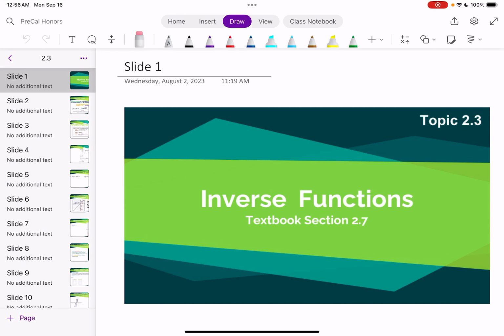Welcome to 2.3 Inverse Functions. Here we're going to be talking about regular functions and how to find their inverse in different forms, whether it's through a graph or through a table. We're going to look at those different forms and how to determine that inverse.